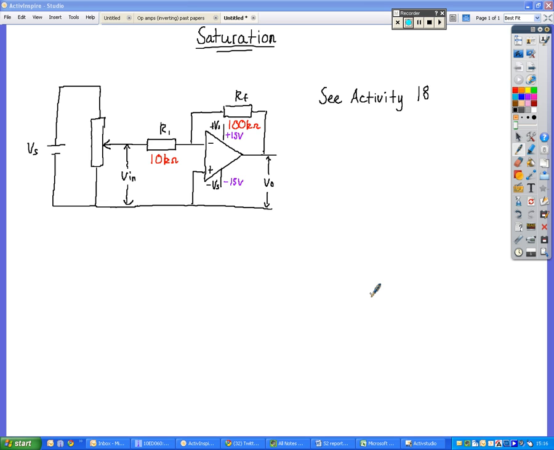We built this circuit, an inverting mode operational amplifier, with an input resistance R1 of 10 kilo ohms and a feedback resistor of 100 kilo ohms, supplying it with positive and negative 15 volts. We change Vin by altering this potentiometer, so Vin is altered by changing the resistance on the potentiometer.